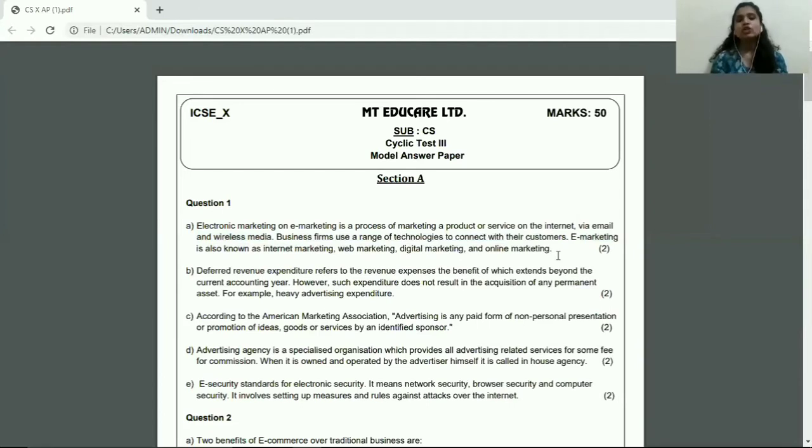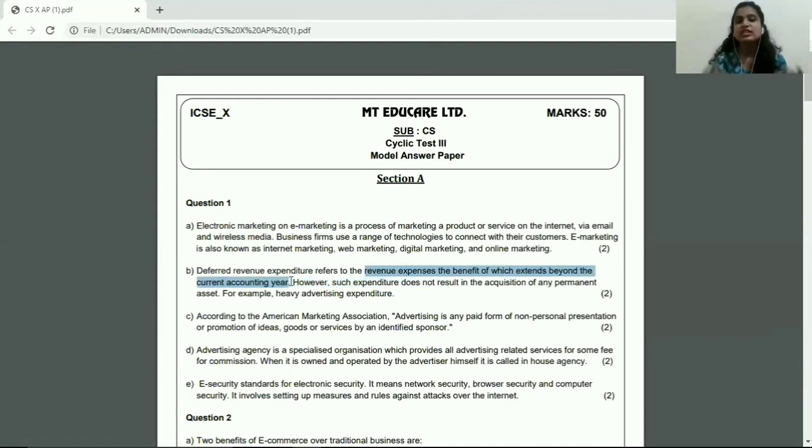Now moving on to question 1B, what do you mean by deferred revenue expenditure? Now students, the meaning of deferred revenue expenditure is given in your textbook. Try to write it exactly the same way how it's given in your textbook. However, if you try to write it in your own words, these are the key points that must be there. Revenue expenses, the benefit of which extends beyond the current accounting year.